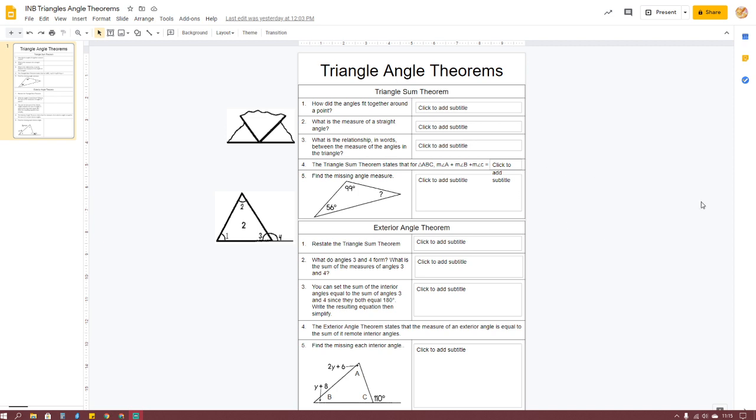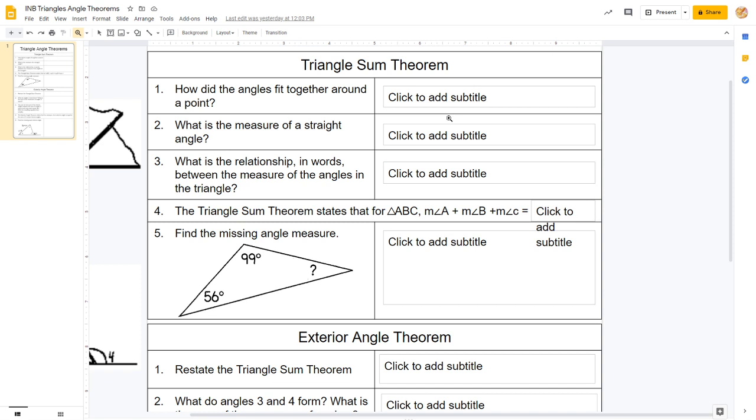This time we're going to look at triangle angle theorems. So there are two theorems we're going to go over today: the triangle sum theorem and the exterior angle theorem. First we're going to start with the triangle sum theorem.